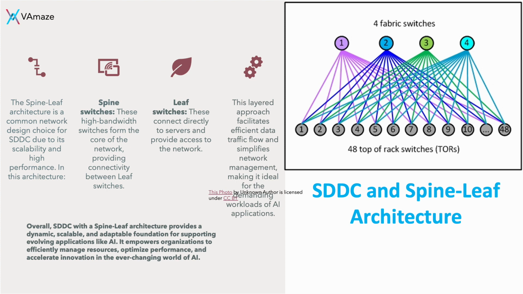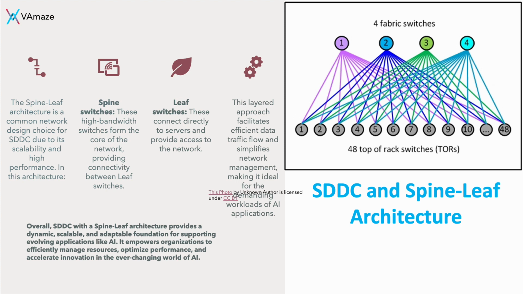So let's look at the software-defined data center spine-leaf architecture, its different components, and how the architecture works. The spine-leaf architecture is a common network design choice for software-defined data centers due to its scalability, high performance, consistency, and easy expansion. In this architecture, spine switches provide the high-bandwidth core network, providing connectivity between leaf switches. The leaf switches connect directly to the servers and provide access to the network.